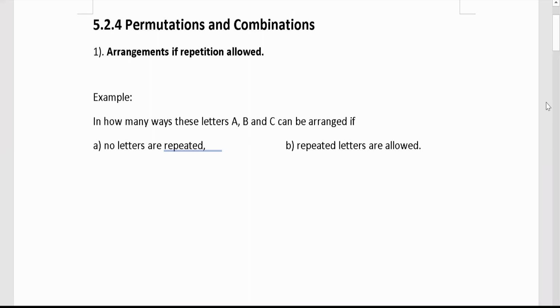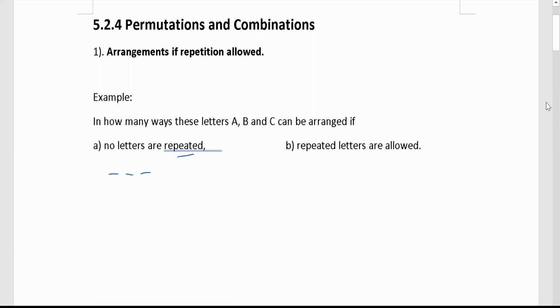Hi, in this lesson we will look at arrangements if repetition is allowed, and the partial questions that include both permutations and combinations. Let's see an example. In how many ways can the letters A, B, and C be arranged if no letters are repeated? All right, there are three places.